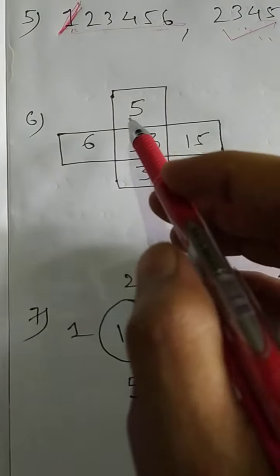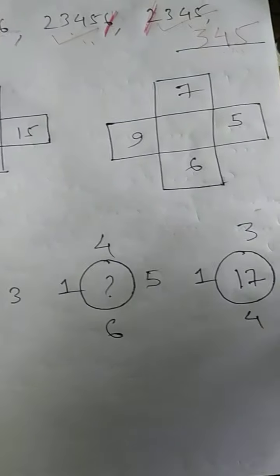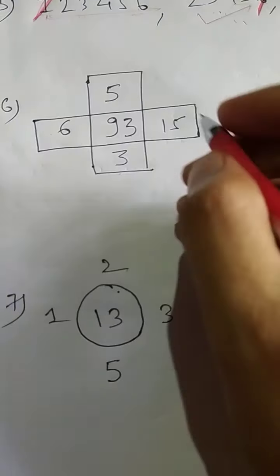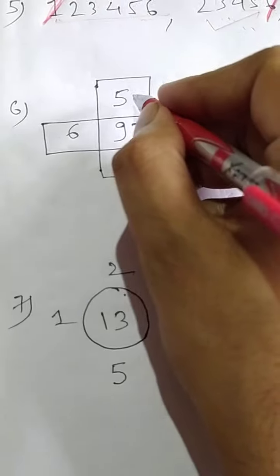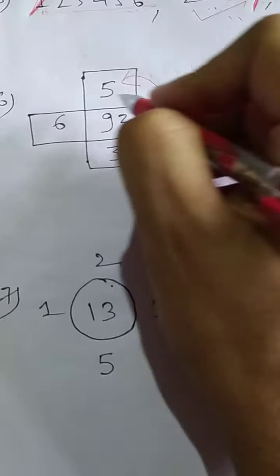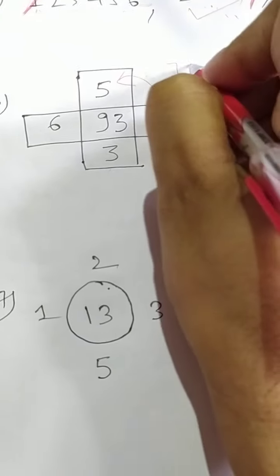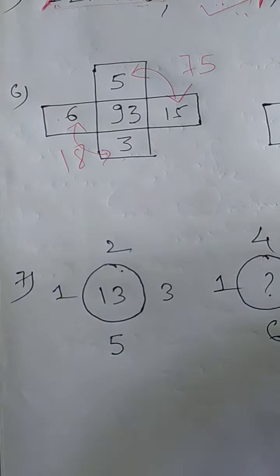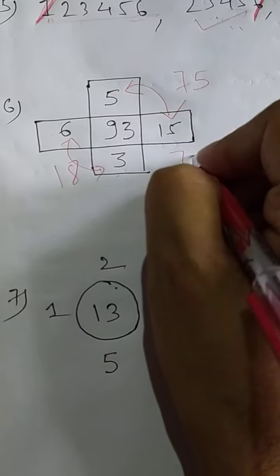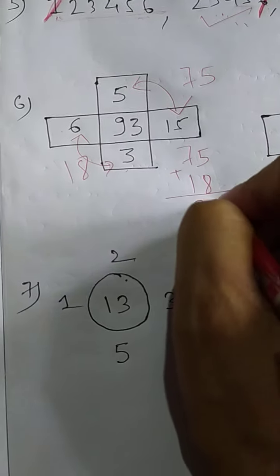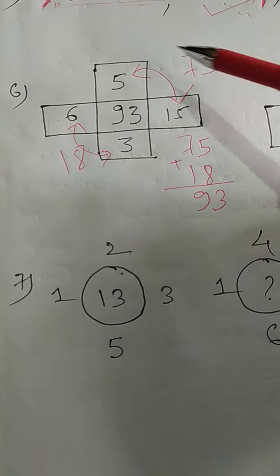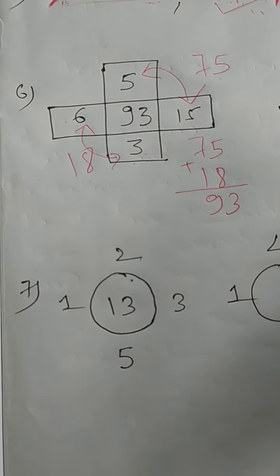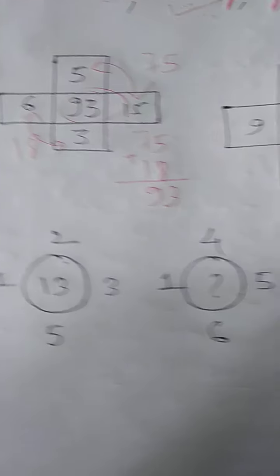Now this one: 5, 6, 15, 3, 93 and 7, 9, 6, 5 is dash. How are you getting this one? So here what we will do, first you multiply these two numbers, 5 into 15, how much? You will get 75. And these two numbers you multiply, 6 3s are how much? 18. Now if you add 75 and 18, you will get 93. Okay, so this is the rule. First you multiply 75, then 6 into 3, 18, then you add. You will get 93.